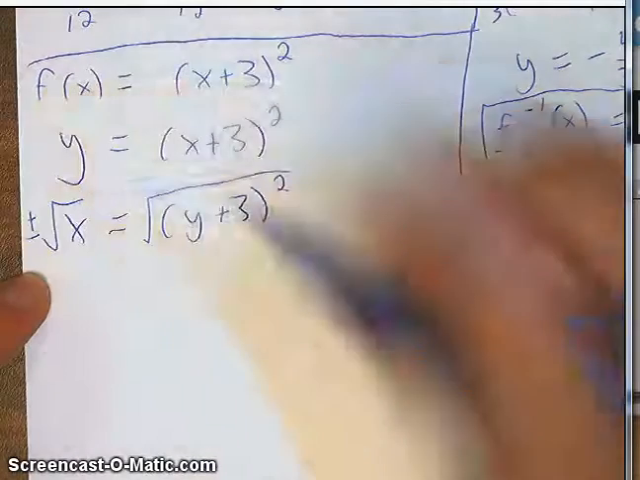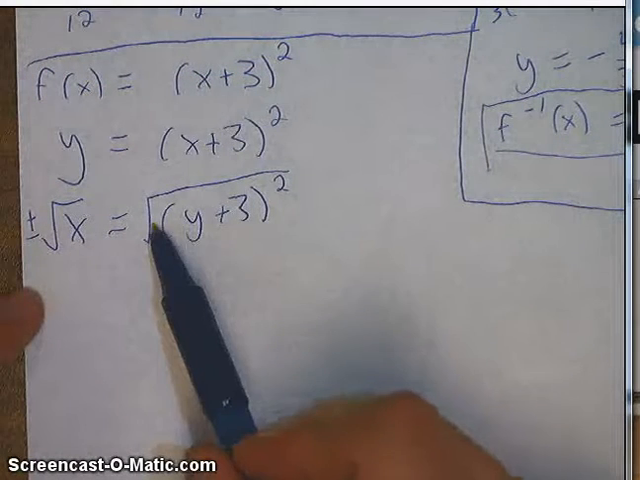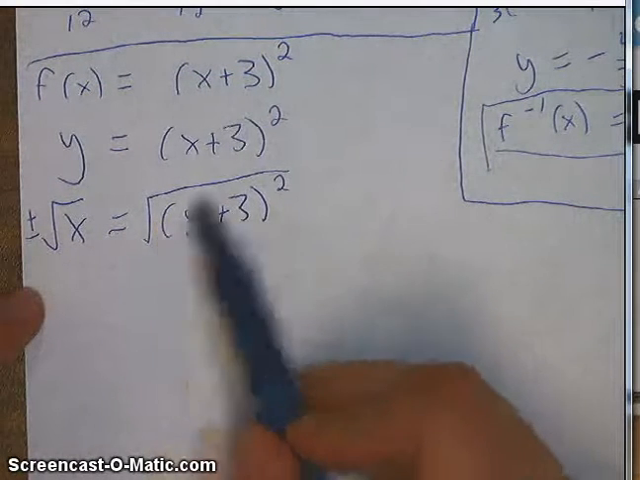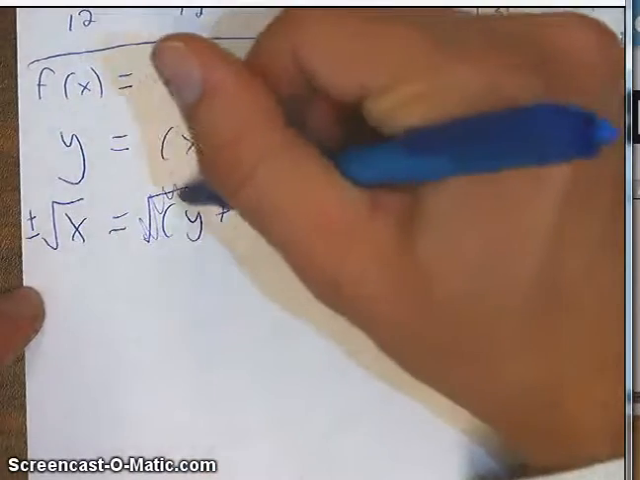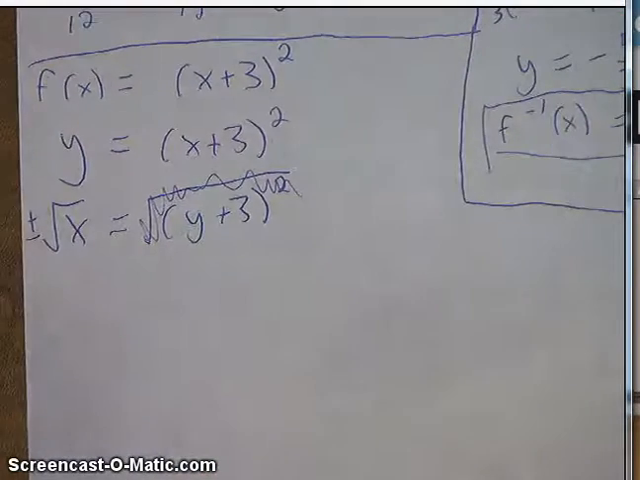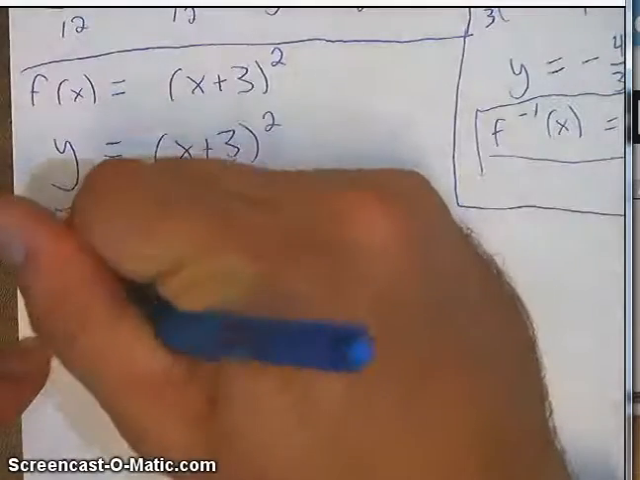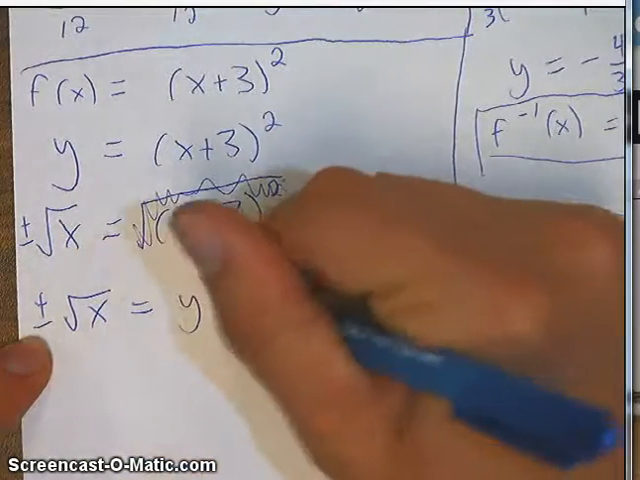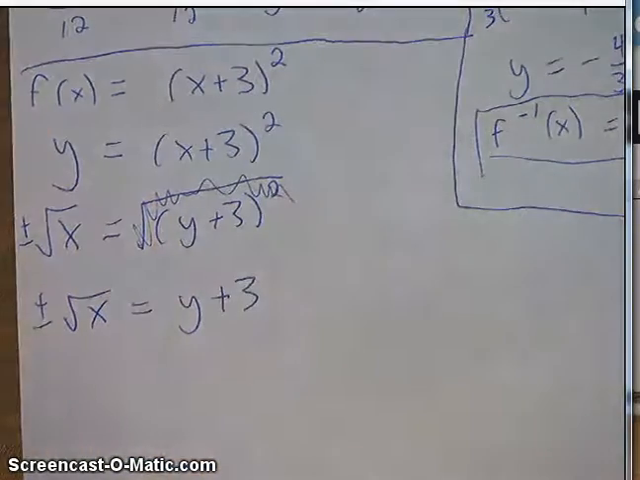So this is a positive and negative in front there. I don't need to do it over here because that square root and that square are going to cancel each other out. They're going to disappear, so I don't need to bother with the positive and negative. But I do need to keep it on the remaining square root. And over here I'm left with just y plus 3.